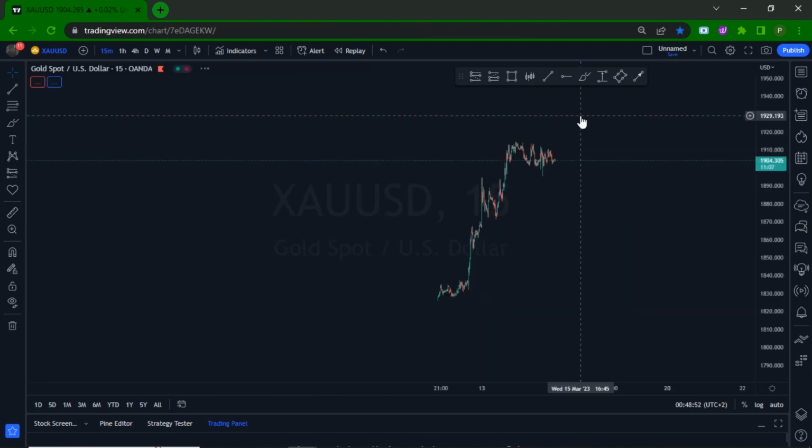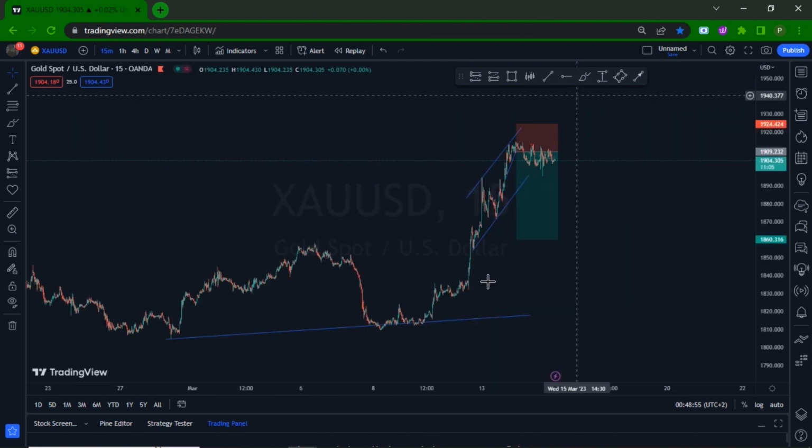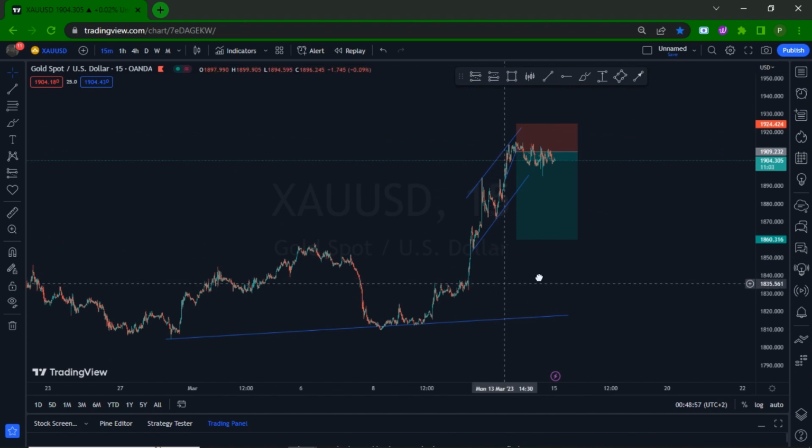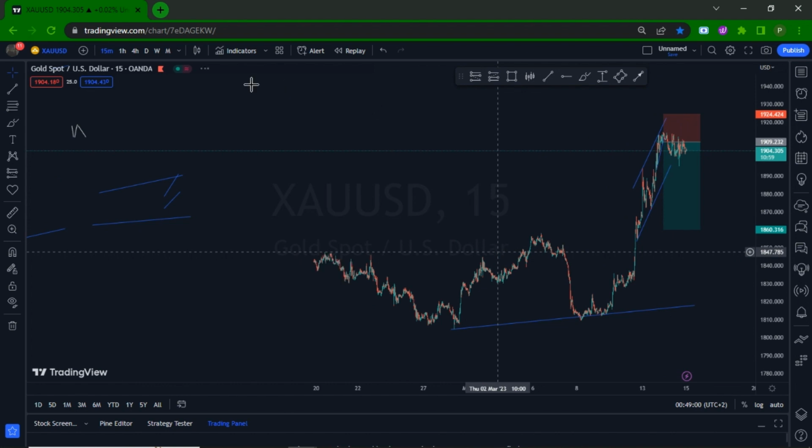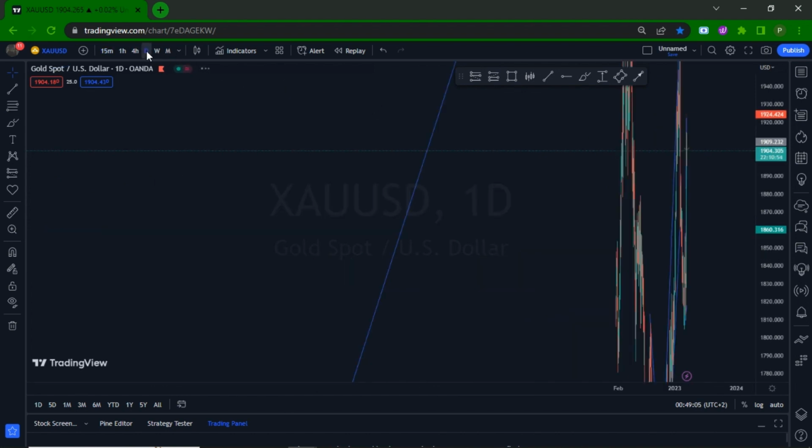Now we're going to check out the gold. As for gold, right? Yes, okay, gold. We did go in for entries right here. Let me go to the daily time frame.